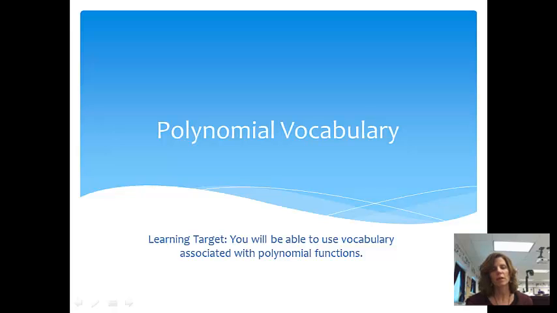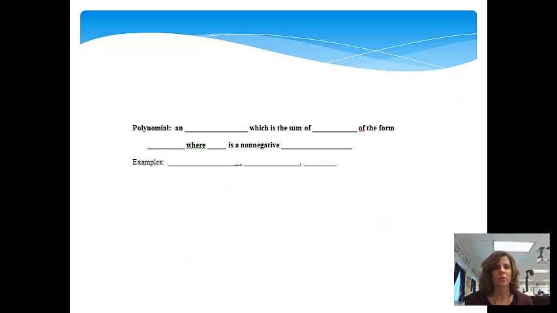As we begin our study on polynomial functions, I will be using many different vocabulary terms that I need you to be familiar with so that when I use them, you'll know exactly what I'm talking about. So at the end of this lesson, you'll be able to use vocabulary associated with polynomial functions. All right, first of all, what exactly is a polynomial?